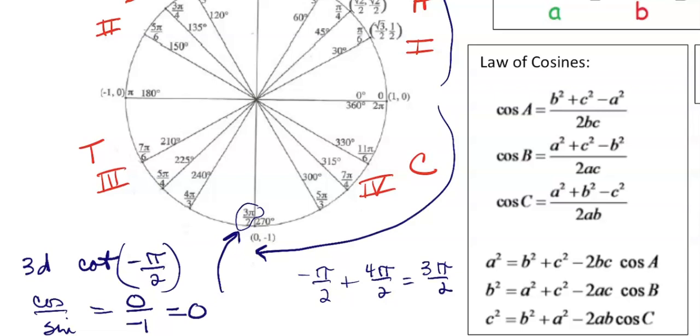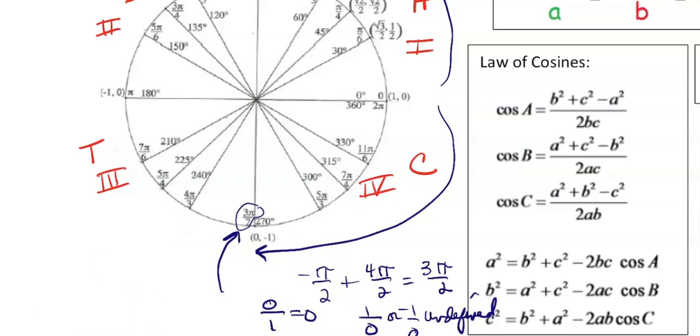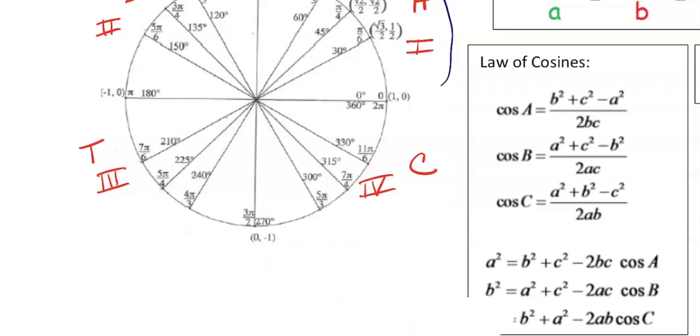Now, on previous assessments, this has been a bit of an issue. 0 over 1 is 0, but 1 over 0 or negative 1 over 0 is undefined. Recognize the difference between those two concepts. Okay? All right, let me get rid of this. And again, the answer for 3D was 0. Okay, so now we're going to go into 3E.